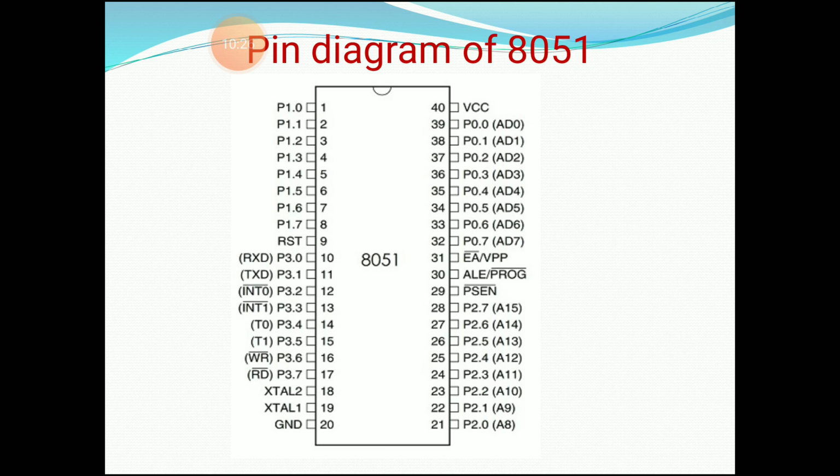The ALE signal is used to separate the multiplexed address and data lines, either address lines or data lines. And PSEN bar, program store enable, enables the external memory to perform read operation. And EA bar is an active low signal which can enable the external memory access, data memory and program memory.